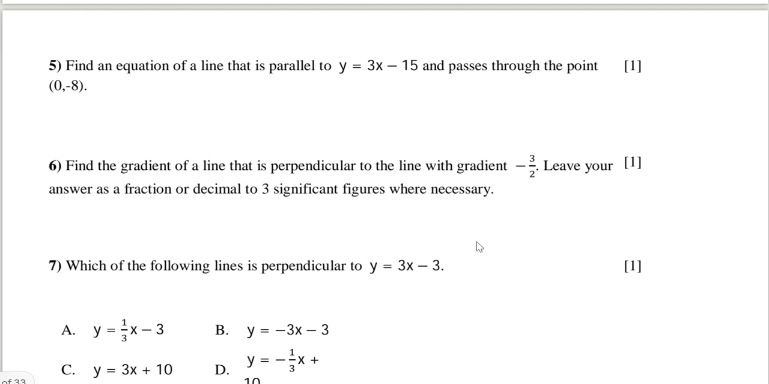Number 5. Again, same approach, isn't it? So equation that is parallel. So it's just going to be y equals 3x again, plus something. Goes through (0, -8), which is a very nice one because of the 0. So it just becomes y equals 3x minus 8. I don't have to do any thinking.